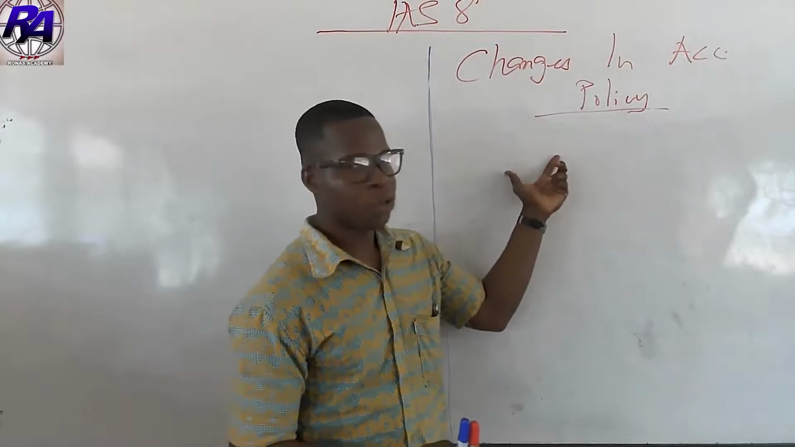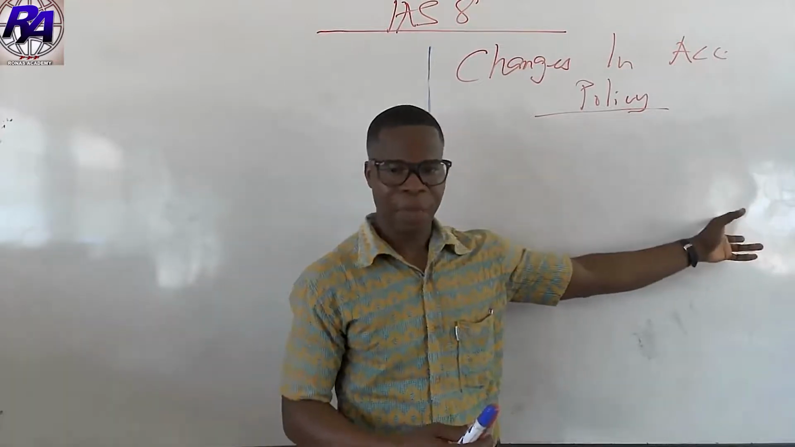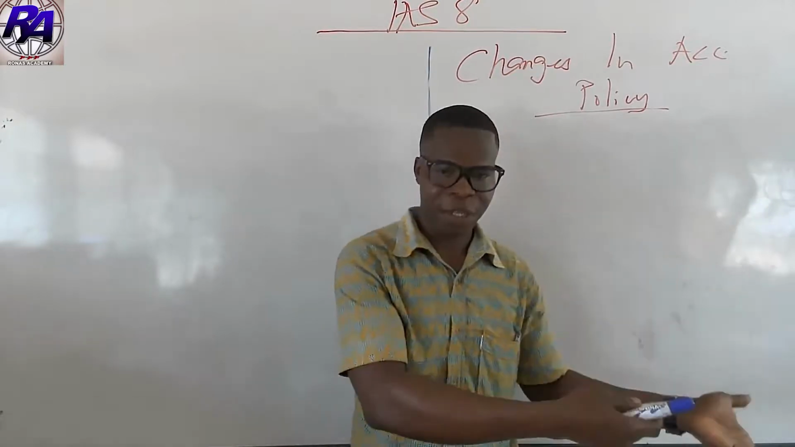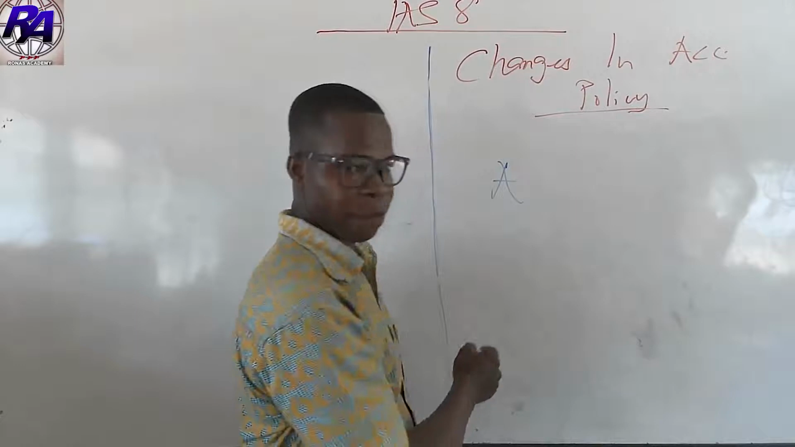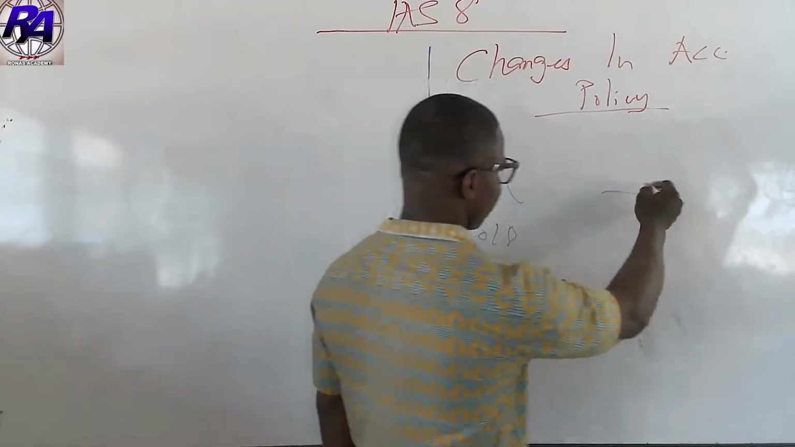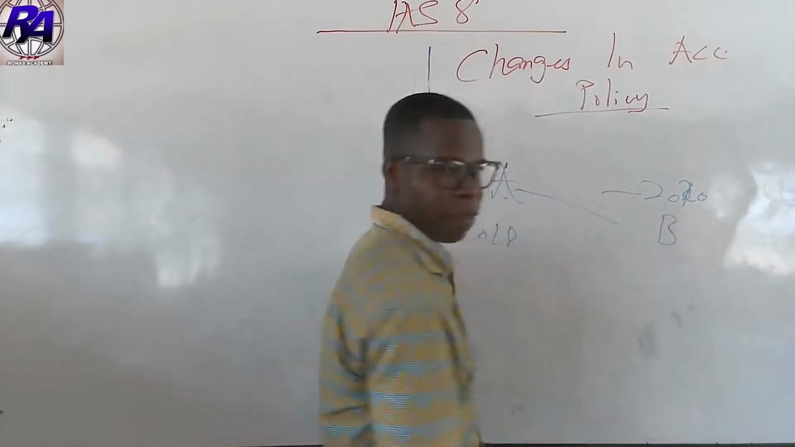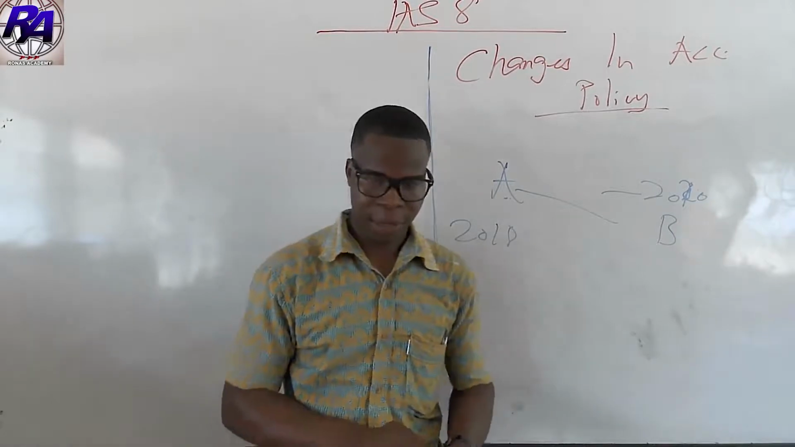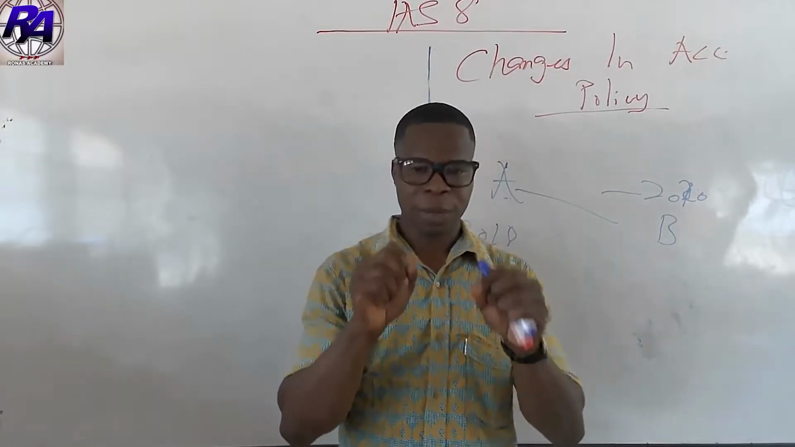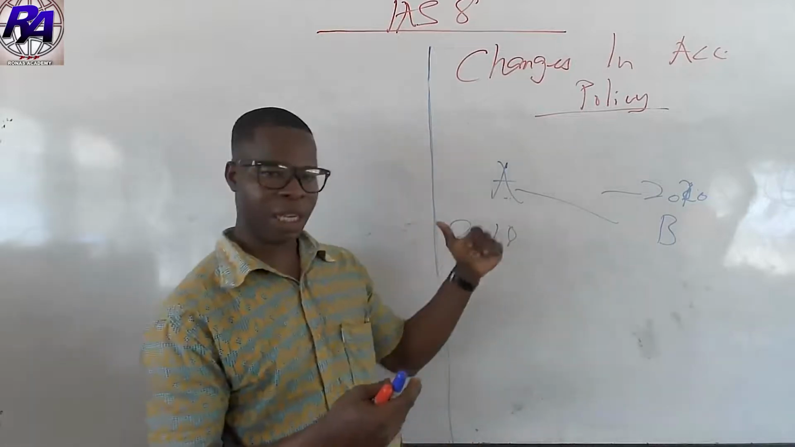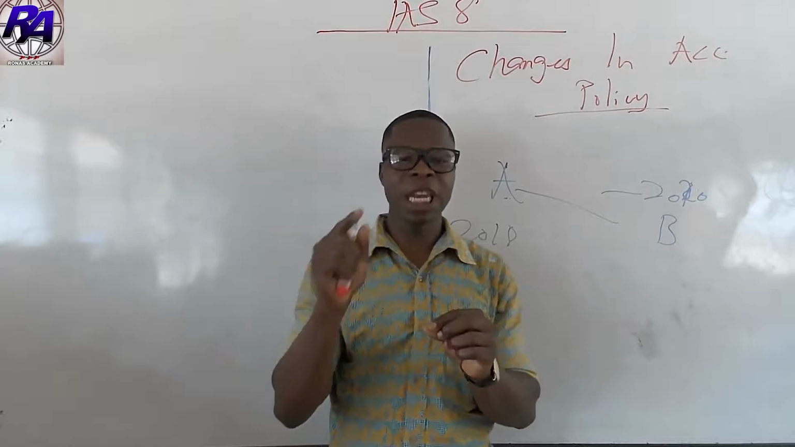If a particular entity previously used a policy and then a new one has been devised or established, then there is a need to change the previous one to the new one. It simply means that, assuming there was a policy A in 2018 and then in 2020 this same policy has been changed to policy B, then we say that there is a change in accounting policy. Before an accounting policy can be changed, there must be some conditions that are met. One is when there is the establishment of a new accounting standard.